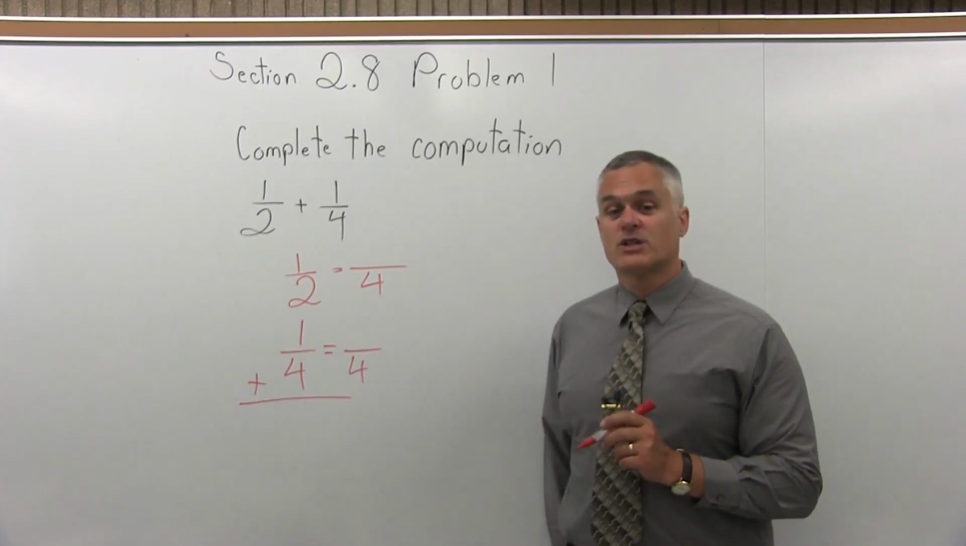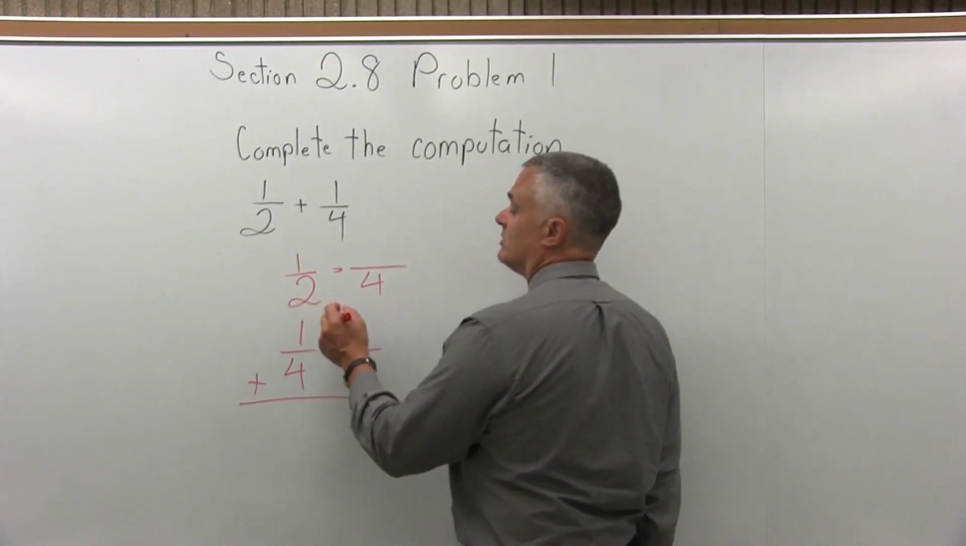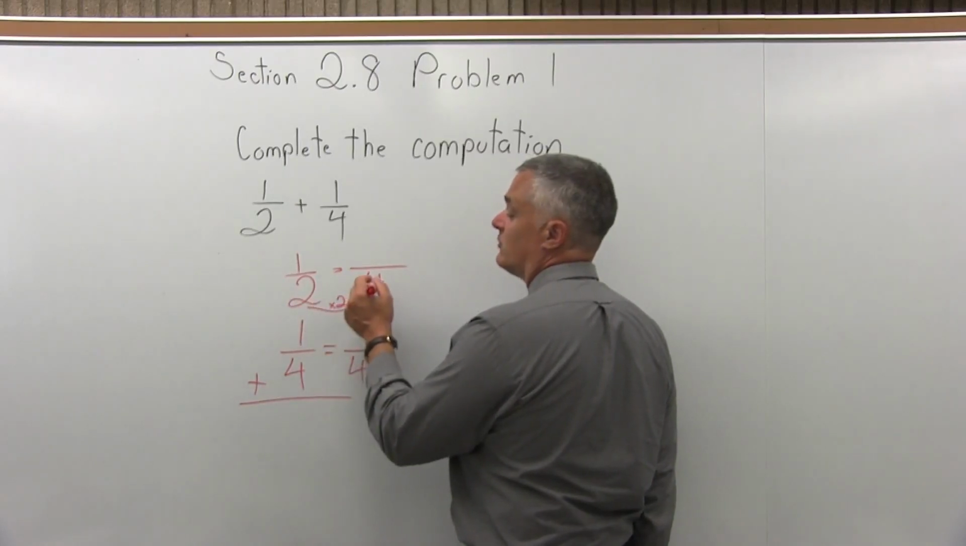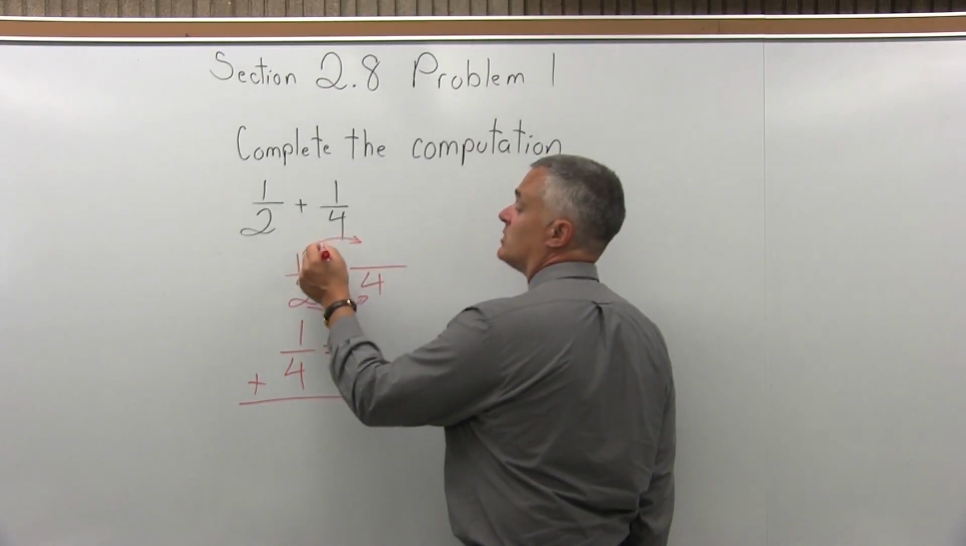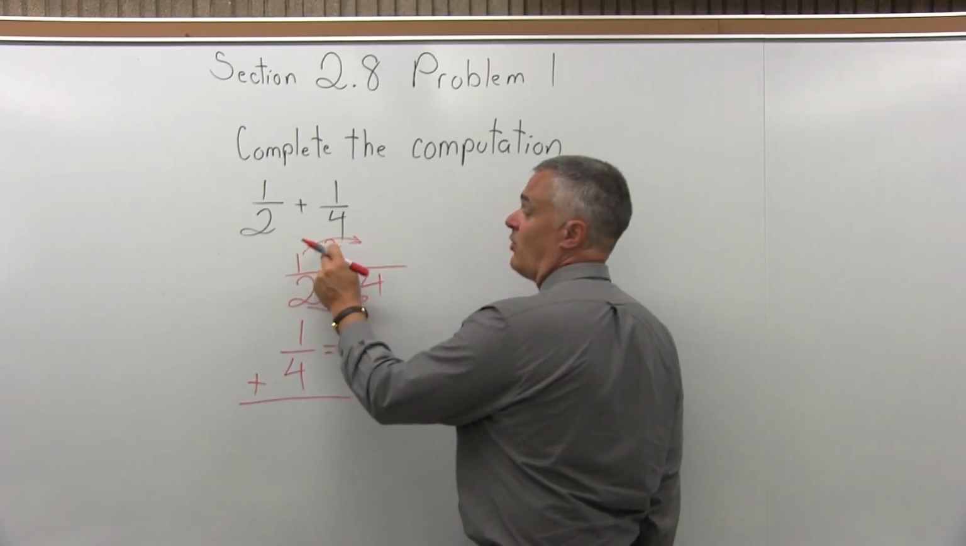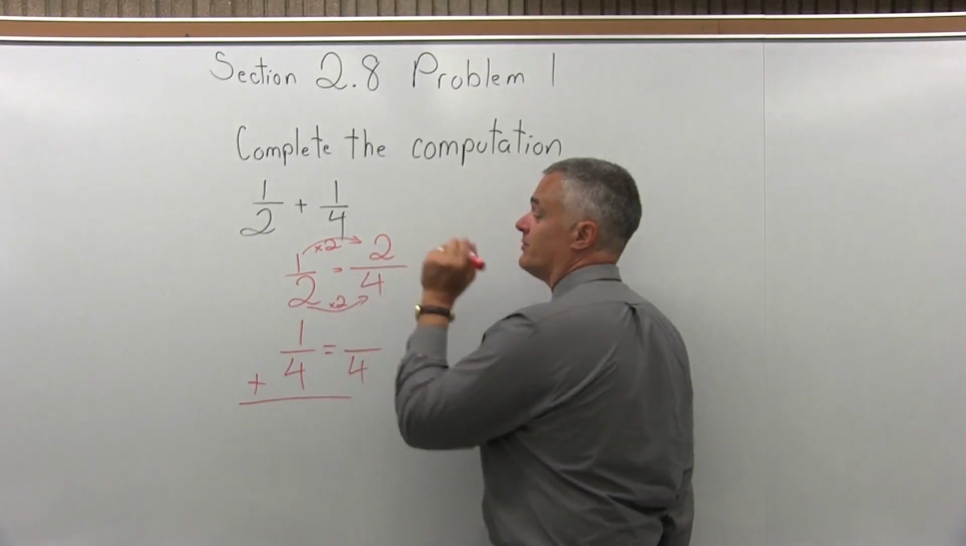And now for the top fraction, you compare the denominator of 2 to the denominator of 4, and I must have multiplied times 2. 2 times 2 is 4. So the numerator must also be multiplied by the same value, times 2, just like the denominator. 1 times 2 is 2.